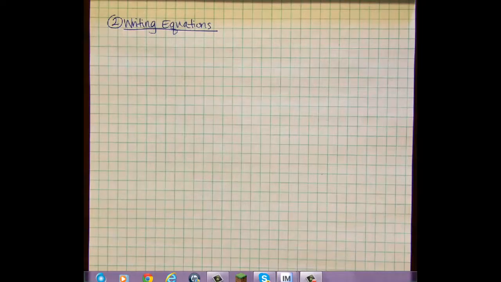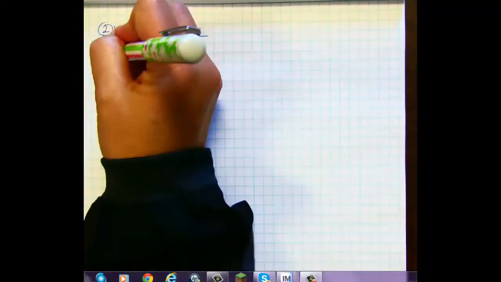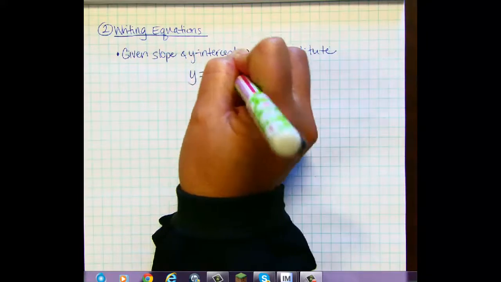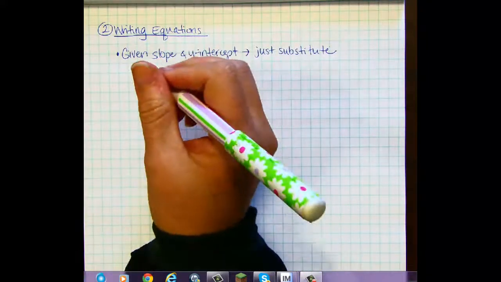Now you also need to be able to write equations of lines. When you look at a graph, you should be able to say, oh yeah, that's a line, I can throw it in y equals mx plus b form, just by looking at the y-intercept and counting out the slope. Or if you're given in words the y-intercept and the slope, you should be able to plug them into y equals mx plus b really fast and be done with that.